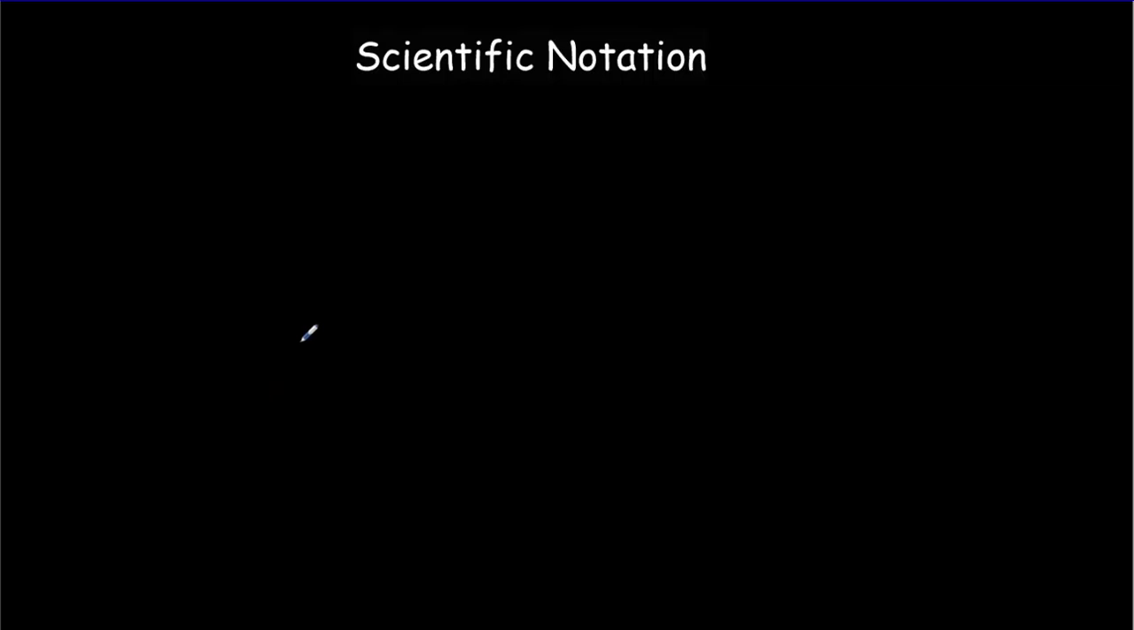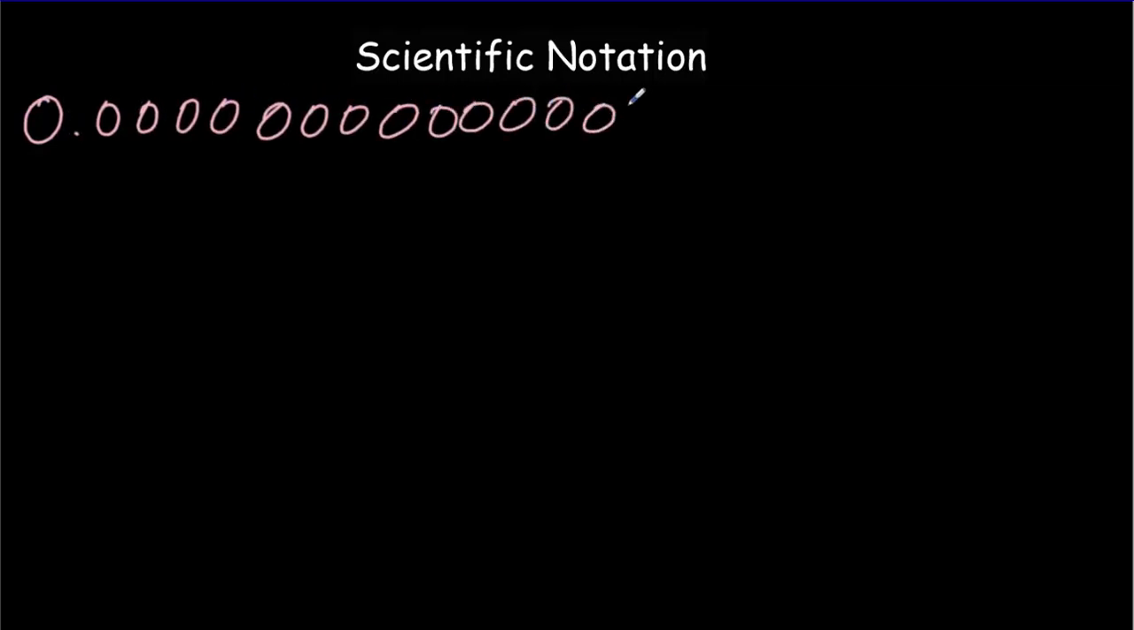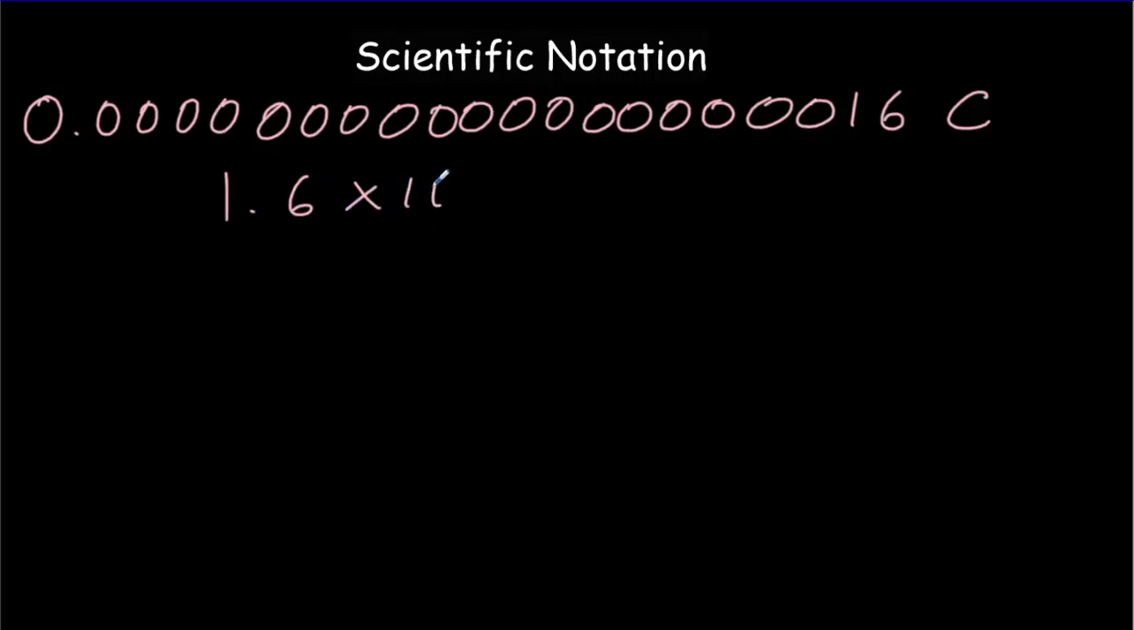Scientists tend to be a little bit lazy, and we really don't like writing down numbers like this one here. Turns out this number here is the charge of an electron, and the way that scientists would write it is 1.6 times 10 to the minus 19 coulombs. This notation is called scientific notation.